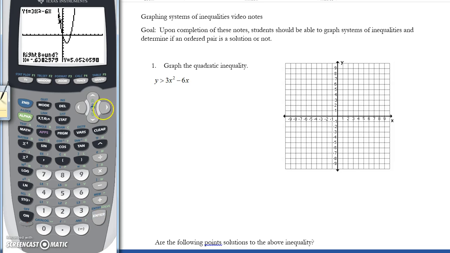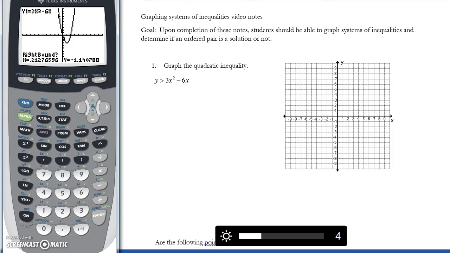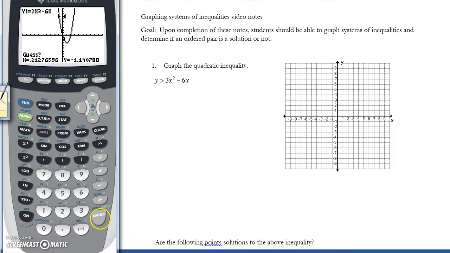Then I'll hit enter. I'll move my cursor to the right, and I want it to move to the right until it's on the other side of the x-intercept, where your x value is greater than where you think the x-intercept is. Then I'm going to hit enter, and then for guess, I don't guess. Just hit enter. And then 0, 0 is what I thought it was.